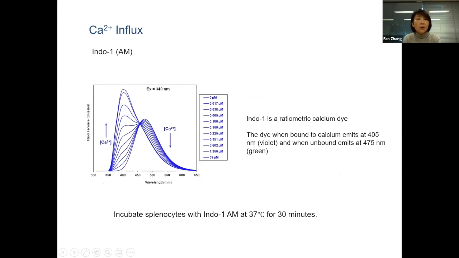We can also study calcium influx using flow cytometry. So Indo-1 is a ratiometric calcium dye. This dye can be excited by a UV laser. When bound to calcium, it emits at 405 nanometers. When unbound, it emits at 475 nanometers.